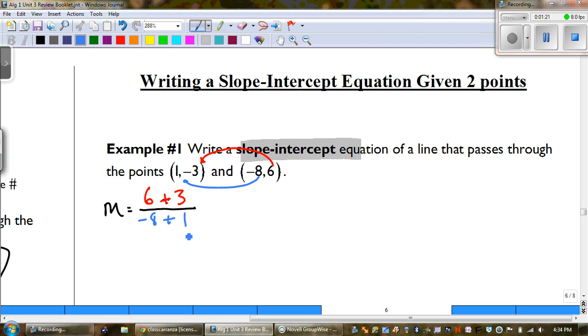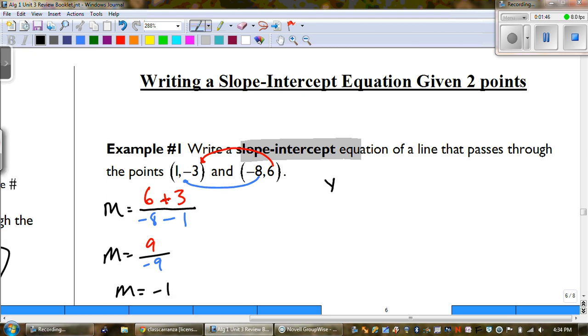Oh, no, it doesn't. I'm sorry. -8 minus 1. It's like, what? What's going on? Okay. Wake up, Mr. Grice. 6 plus 3 is 9. -8 minus 1 is 9. But that's -9. So then when we figure out our slope when we reduce it, it is -1.